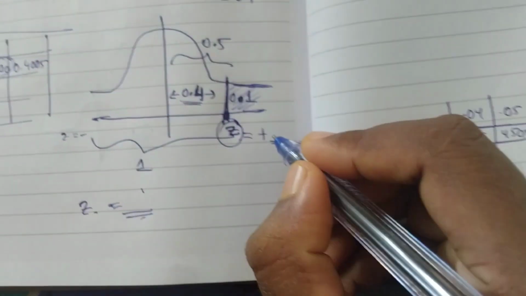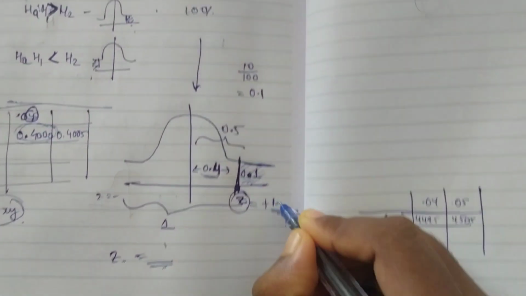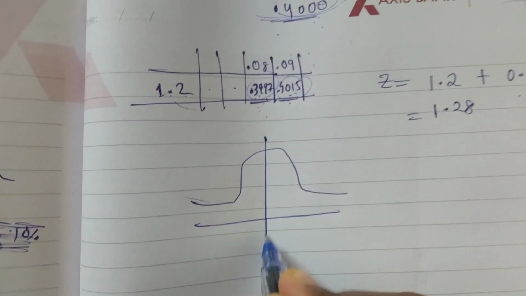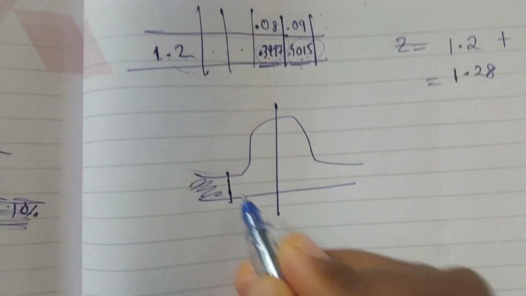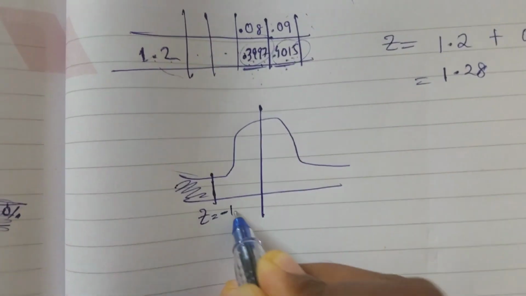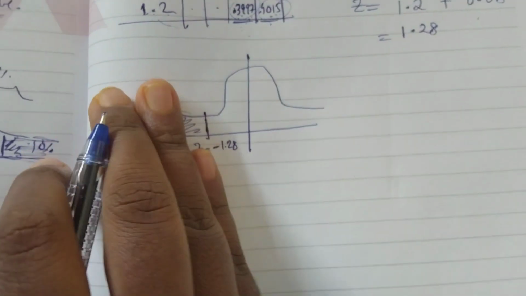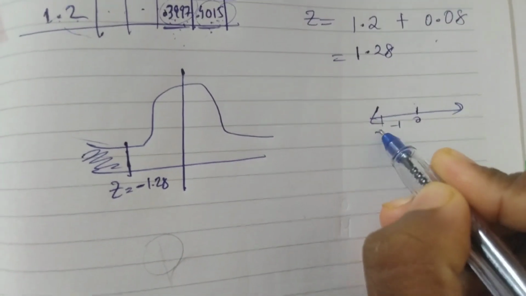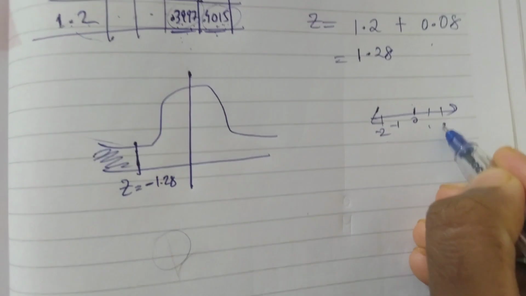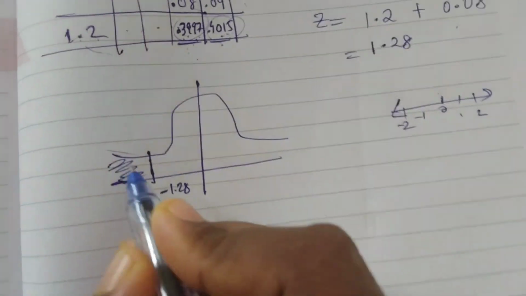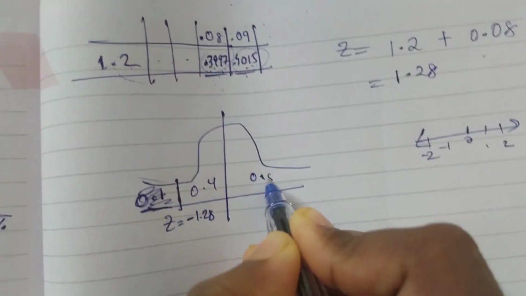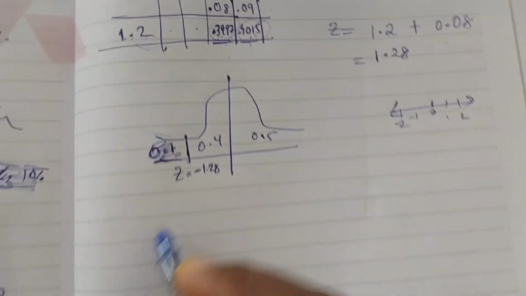So here we will write 1.28. Okay, for the other side, like the left tail, we make this z equal to minus 1.28, because it is on the left side. So whenever we make a number scale, it is 0, minus 1, minus 2, and on the other side 1, 2. So this is how we are getting it. This area covers 0.1, 0.4 and this 0.5. Okay, total it will be 1.